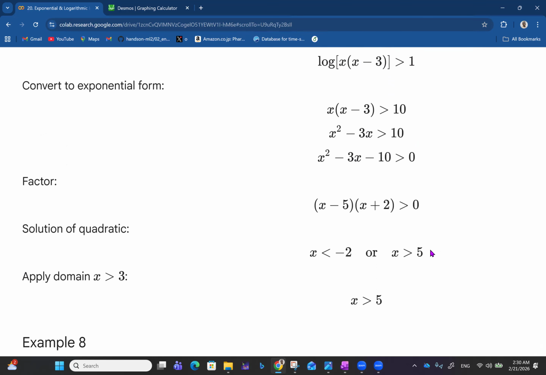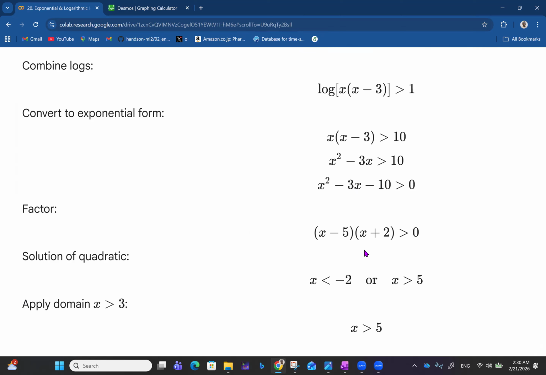In this case, it looks like we can factorize. We can have minus 5x plus 2x, so we have minus 3x. So we have x minus 5 into x plus 2 greater than 0. Now, for the solution of the quadratic, x minus 5 greater than 0 means x is greater than 5. Then x plus 2 greater than 0 means x is greater than minus 2.